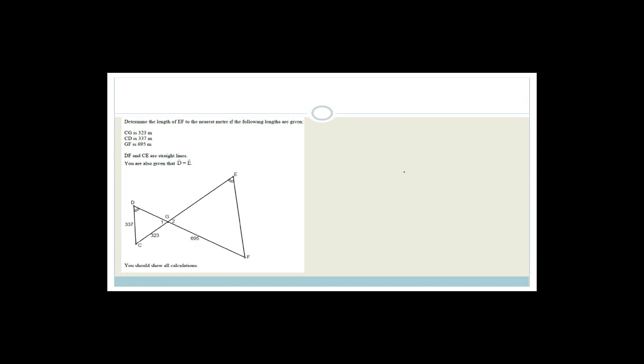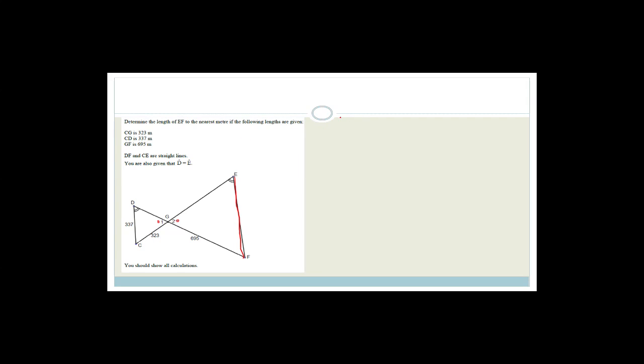Okay, so let's go through this question. It says determine the length of EF, to the nearest meter, if the following lengths are given. They tell you that CG is 323, CD is 337, and GF is 695. And they tell you that DF is a straight line, which means that that angle there has to equal that angle there, and CE is a straight line. And you're given that angle D equals angle E. And so show all your calculations.